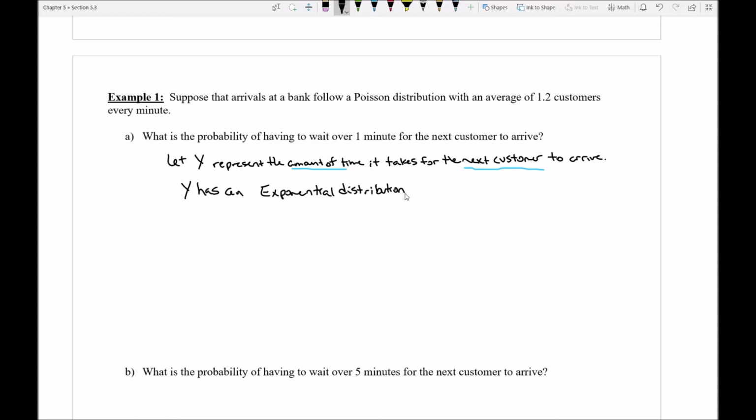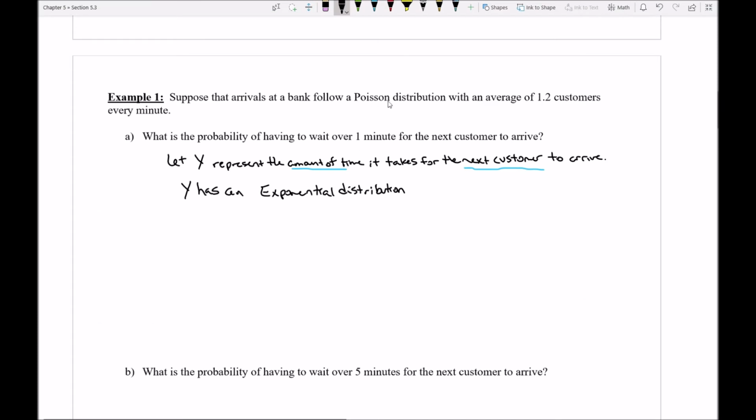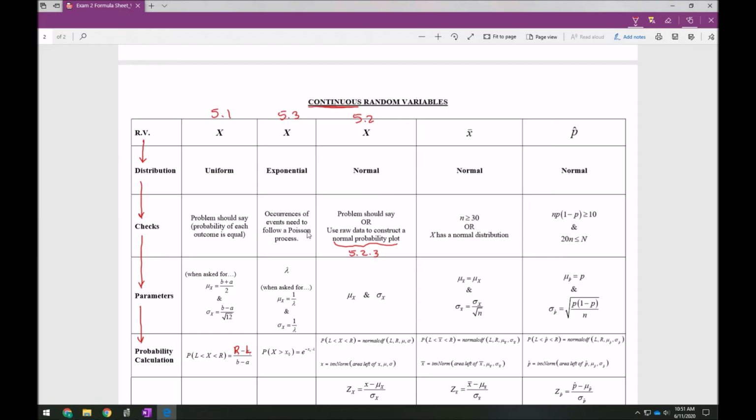And again, if I want to just double check to make sure that I'm right, notice that the formula sheet says that occurrences of events need to follow a Poisson process. And we have exactly that here in the problem, where we're told that customers show up at the bank following a Poisson process. So we know that this is going to be an exponential distribution, and it's going to have an important parameter, again, listed on the formula sheet.